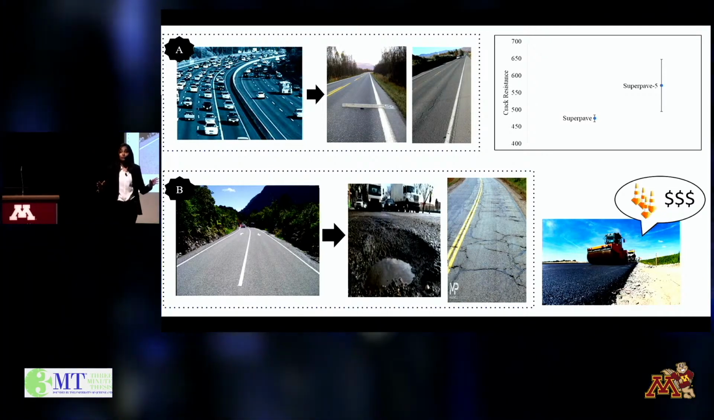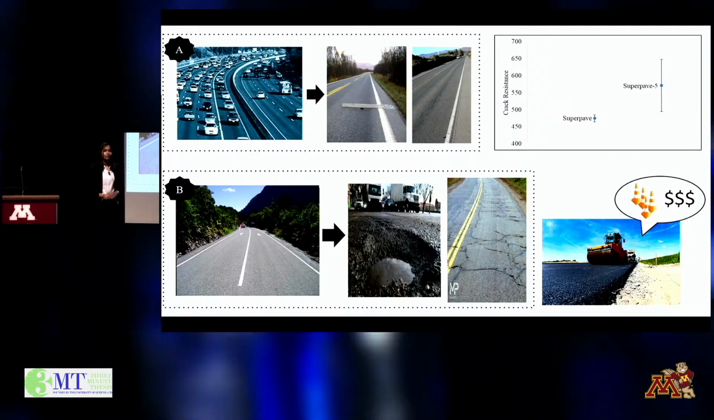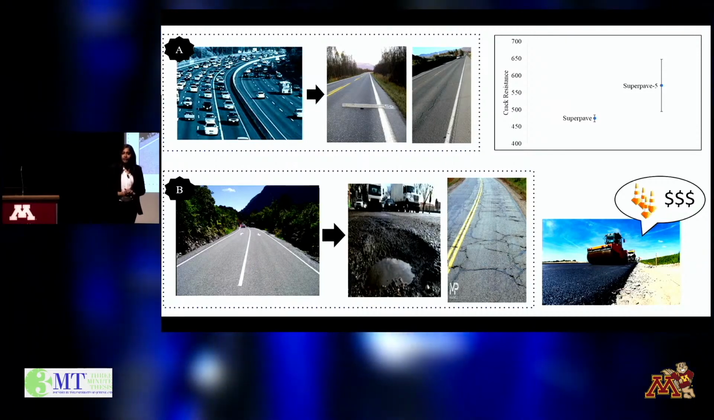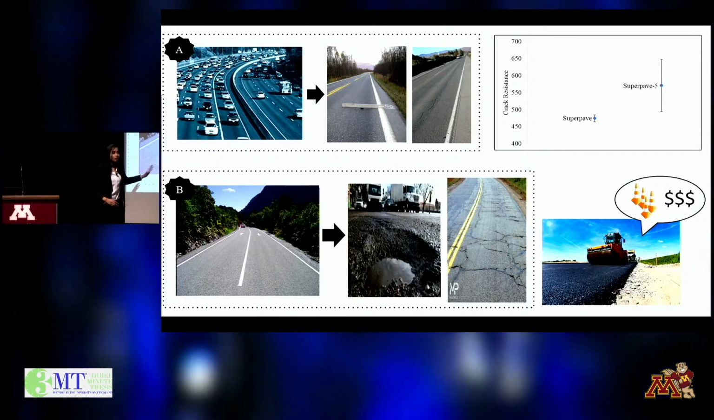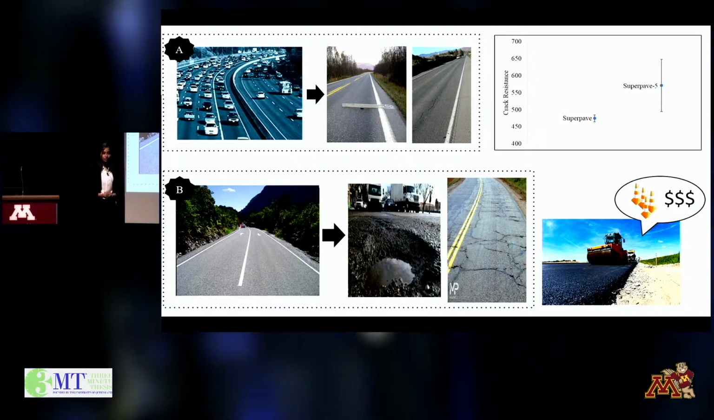Image A is a road with heavy traffic, called a high volume road. Image B is a road with barely any traffic, called a low volume road. The problem here is that more often they design the low volume roads using the same mix design procedure as that of the high volume roads.